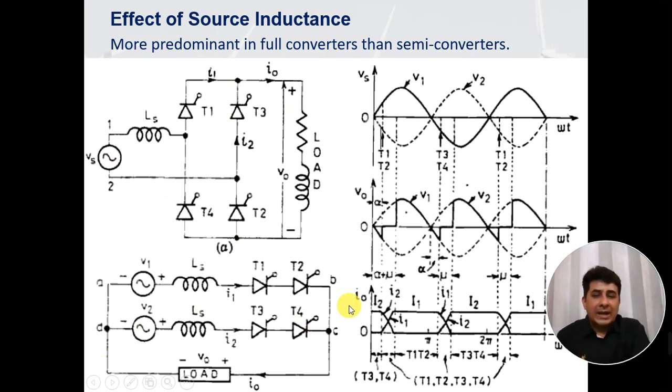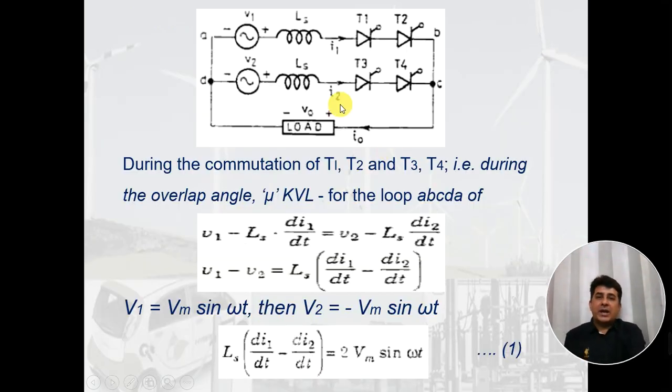Now what happens at the time of overlap? At the time of overlap, this is short circuited and this is also short circuited. So if we apply the KVL in this loop, A, B, C, D, A, during this time this complete circuit is a short circuited structure. Let us see what happens. If I apply the KVL during this time, we'll get V1 minus Ls into di1 by dt.